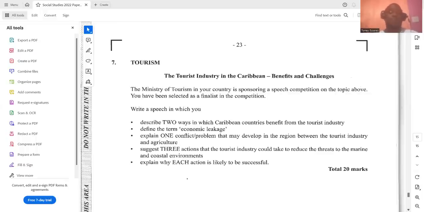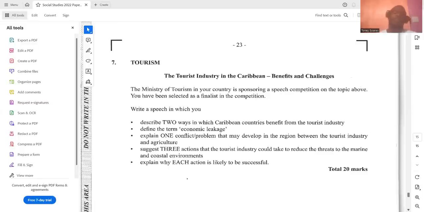All right, next point says, explain one conflict or problem that may develop in the region between the tourist industry and agriculture. One of the major problems between tourism and agriculture is that agriculturalists or farmers would often complain that prime farmland is being taken away from them and given to investors in the tourism sector. So investors will take prime farmland to build resorts or adventure parks for the tourism sector.